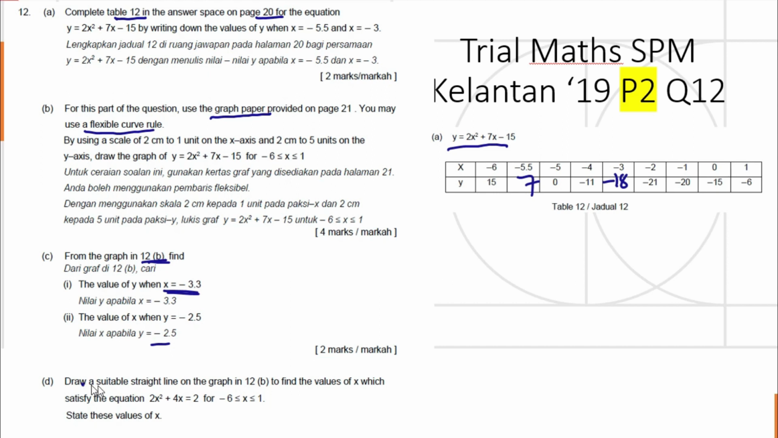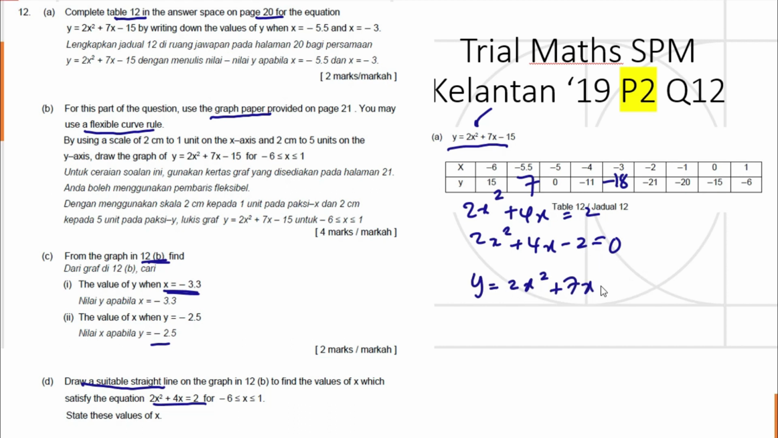So a suitable straight line to satisfy the equation 2x squared plus 4x is equal to 2. So 2x squared plus 4x is equal to 2. We have to rearrange it in terms of this one. So we don't have y, so we rearrange everything. So we get 2x squared plus 4x minus 2 is equal to 0. So y is equal to 2x squared plus 7x minus 15.